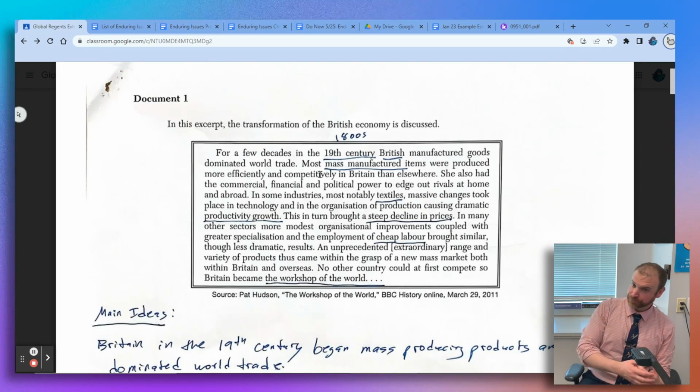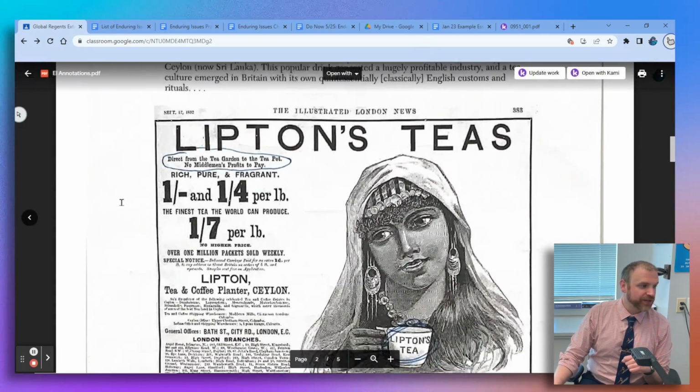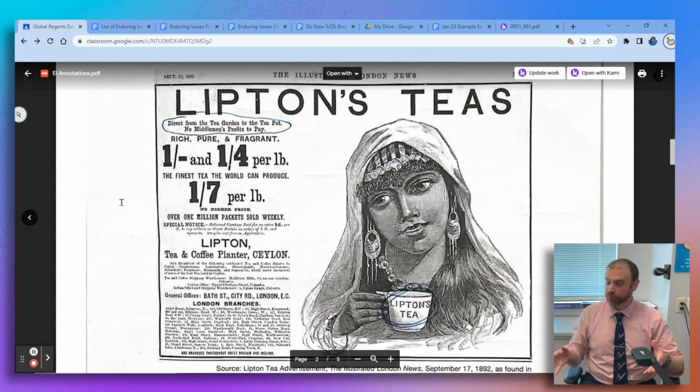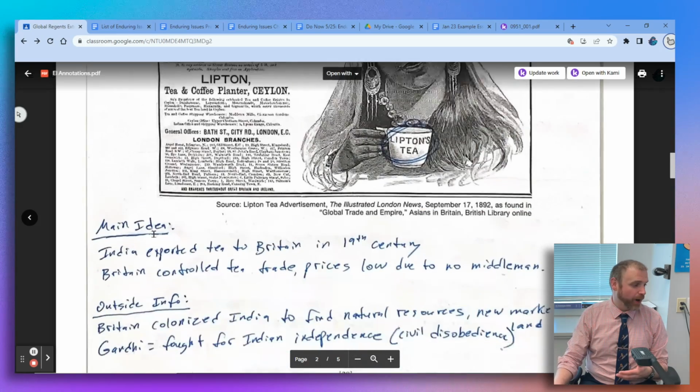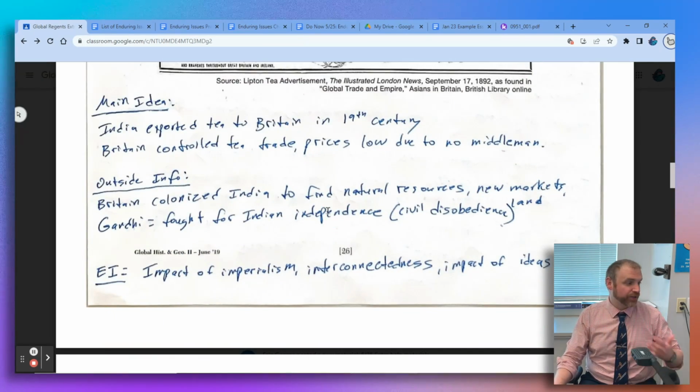less of a problem. For example, we did this with document number 2, how document 2 in the June 2019 Regents talked about how the British basically controlled the tea industry between India and Britain, right? How Britain was exploiting India, right? Forcing the Indian people to grow cash crops. Well, things have changed since then. Why? We had Gandhi fight for Indian independence, and now the British are not able to exploit India the way they used to, right?